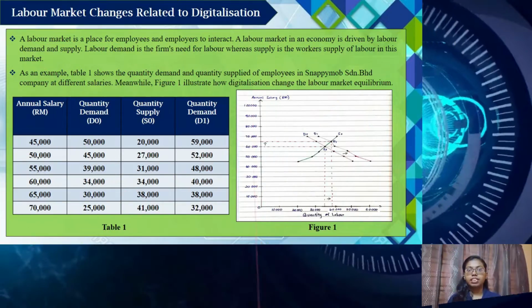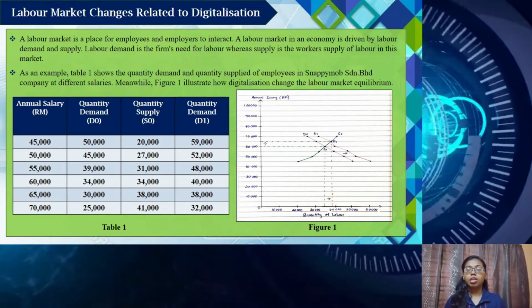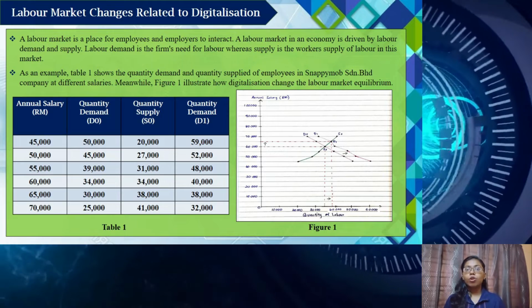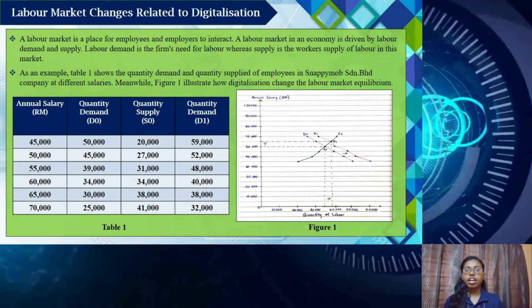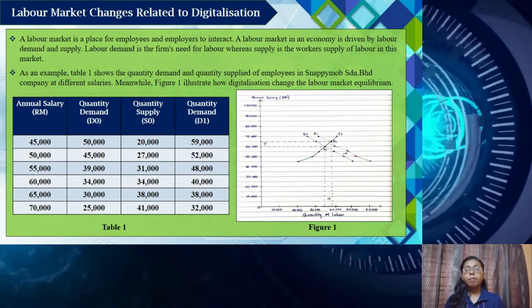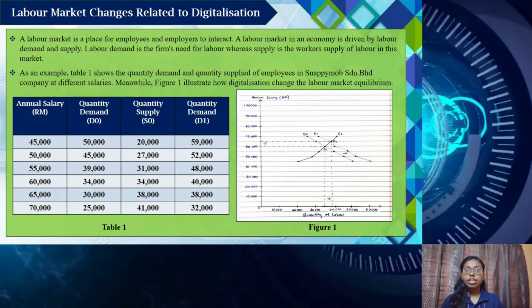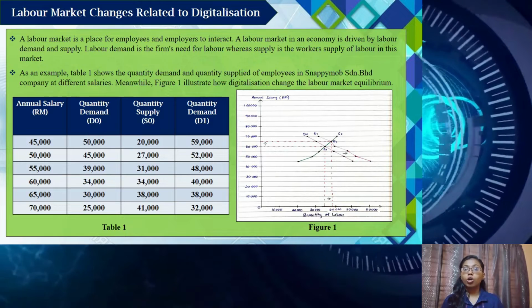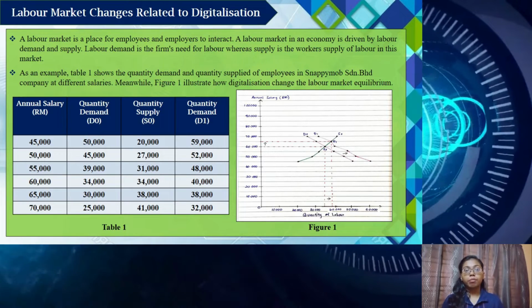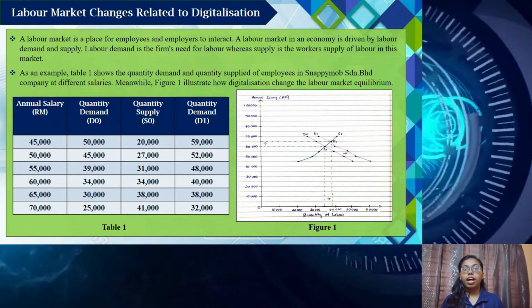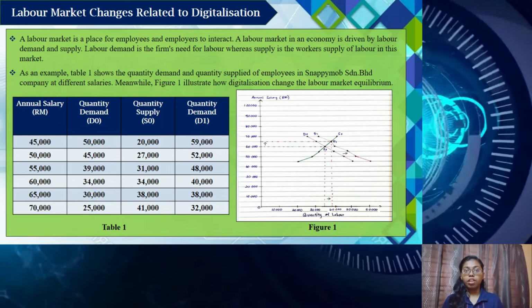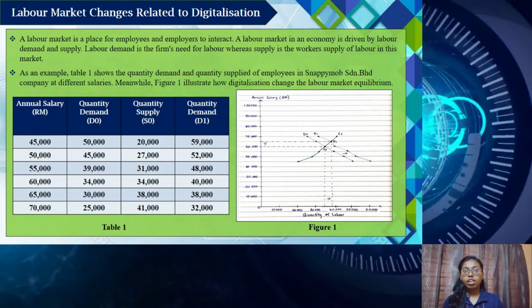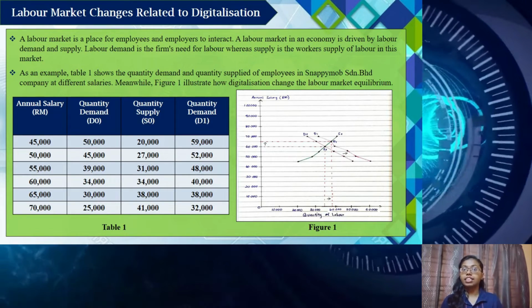I would like to introduce myself. My name is Annaal Krishnan, metric number S55647. I'm going to explain about labor market changes related to digitalization. A labor market is a place for employees and employers to interact. A labor market in an economy is driven by labor demand and supply. Labor demand is the firm's need for labor, whereas supply is the workers' supply of labor in this market.